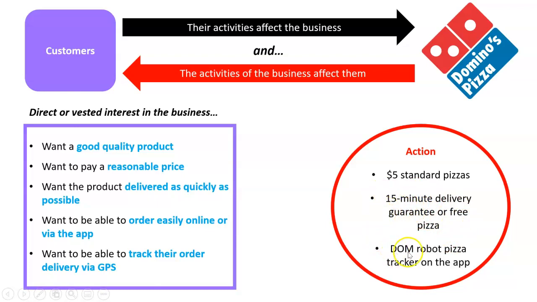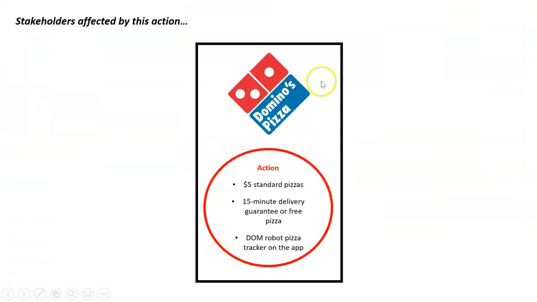And they got this Dom robot. It's a robot that takes a picture of your pizza as it's coming out of the oven so you can see it before it arrives. So that's pretty cool. But the point is, a business reacted. It's got an action here.